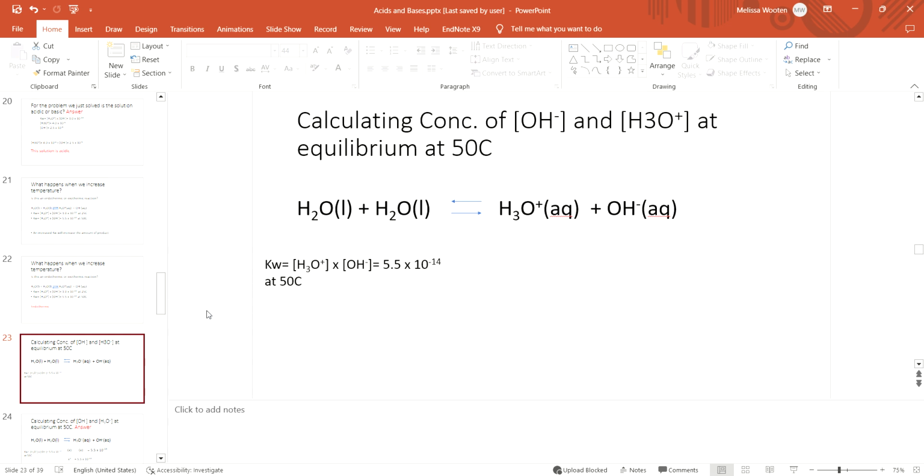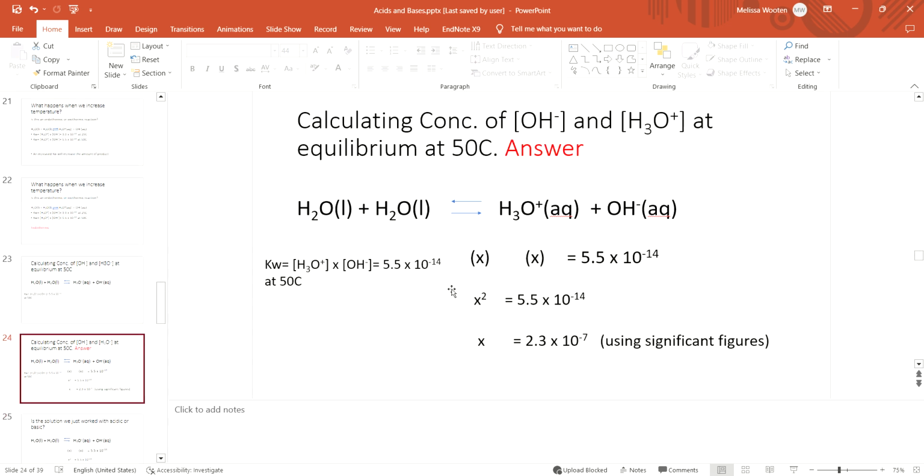Another practice problem. Calculate the concentration of OH minus and H3O plus at equilibrium at 50 degrees Celsius. So take a moment and try it. All right, I'm assuming you've tried it. You have to calculate two unknown concentrations. So here you're going to be using that simplified ICE table that we used before. Since you have a 1-to-1 ratio, it's going to be very similar to before. You're going to have x times x, giving you x squared.